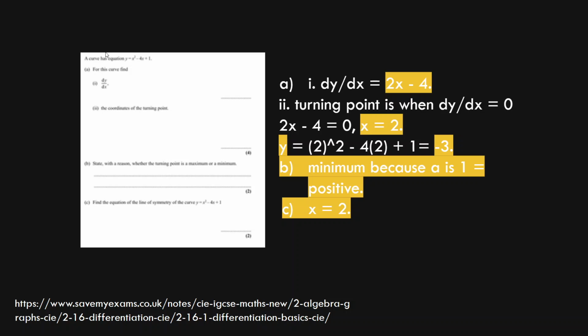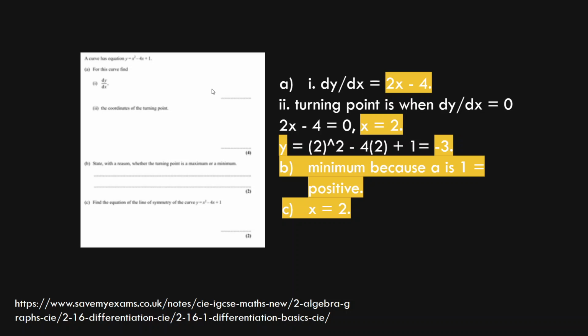And last but not least, we have y is equal to x squared minus 4x plus 1. For this curve, find dy over dx. dy over dx is 2x because you multiply the term by 2 and then minus 1 from the exponent. So 2x minus 4 because x to the power of 1 minus 1 is x to the power of 0, so that's multiplied by 1.